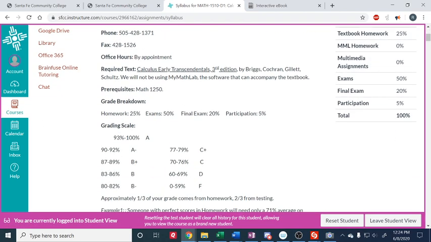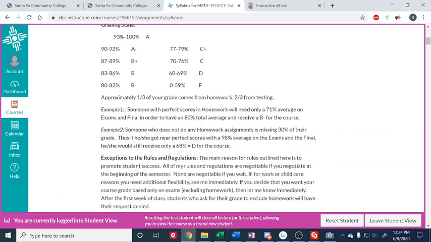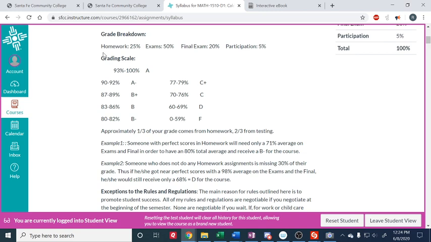Okay. Information about the text, the grading scale. All right. This part about the grading scale. I'm going to read this part. Approximately 1/3 of your grade comes from homework, 2/3 from testing.